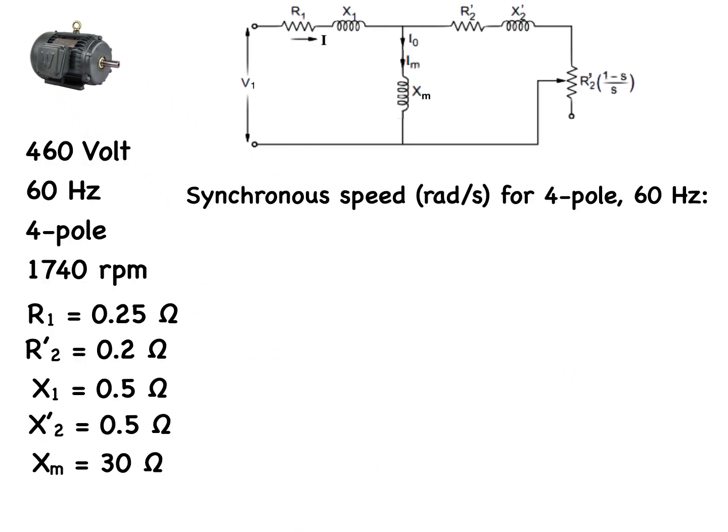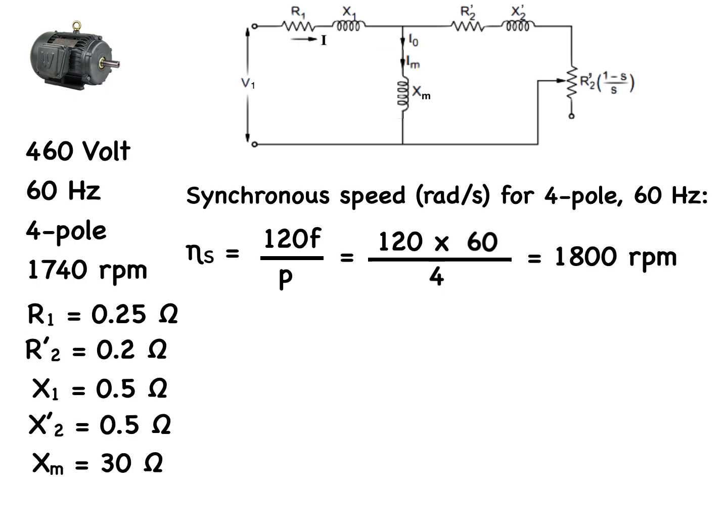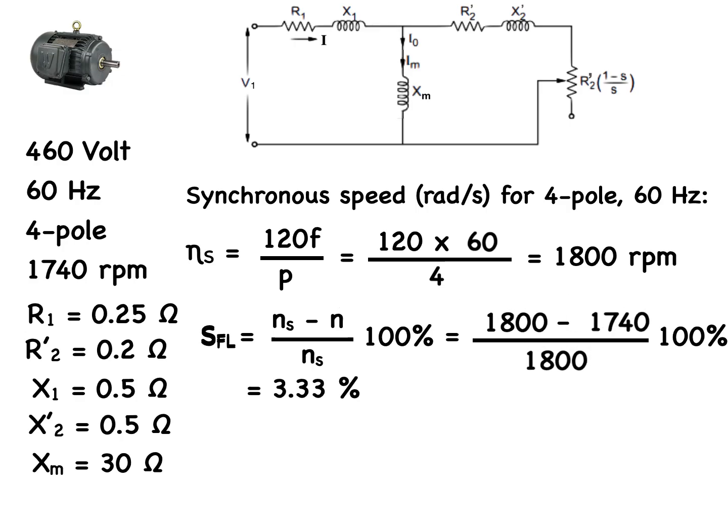In order to calculate the full load slip, first we must find the synchronous speed in RPM, and that depends only on the frequency and pole count. In real terms, that is equal to 120 times 60 all over 4, which equals 1800 RPM. The percent slip at full load equals the synchronous speed minus the speed at full load divided by the synchronous speed times 100%. Plugging in our actual values, we get 3.33%.